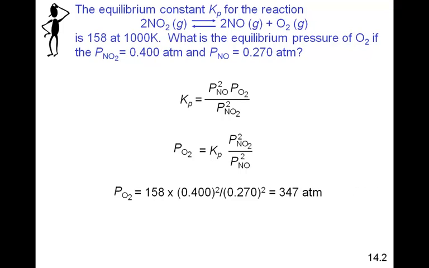And the pressure comes out to be 347 atmospheres, which you can see is much larger than 0.4 atmospheres and much larger than 0.270 atmospheres. So we can see really big K, much, much greater than 1, means the reaction lies to the right, and that can be seen by the fact that the pressure of the oxygen is 347 atmospheres.